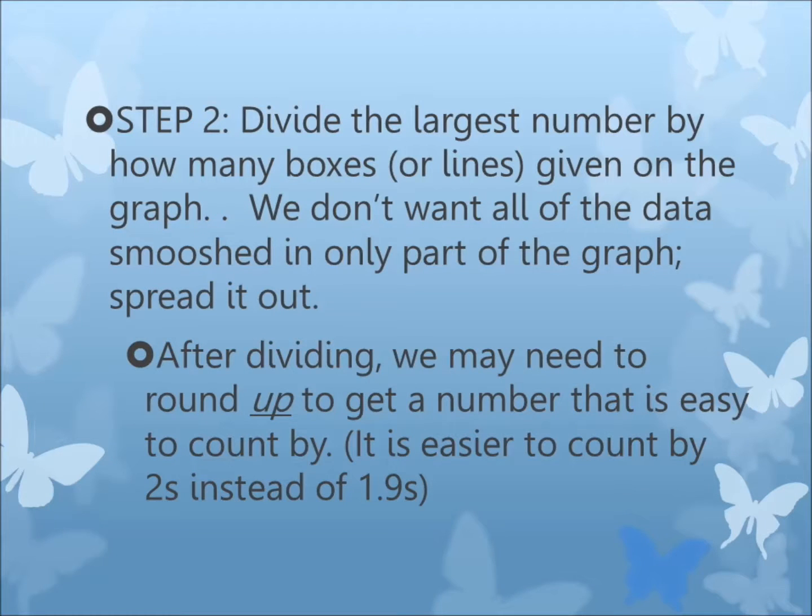Okay, and the reason we're going to do this is because we don't want all of our data smushed up on just part of our graph. We want to spread it out as far as we can. So after we divide, we might have to round up to get an easy number to count by. For example, if we get 1.9 seconds, we want to round that up to 2. It would be really difficult to count by 1.9s, but it would be really easy to count by 2s, right?